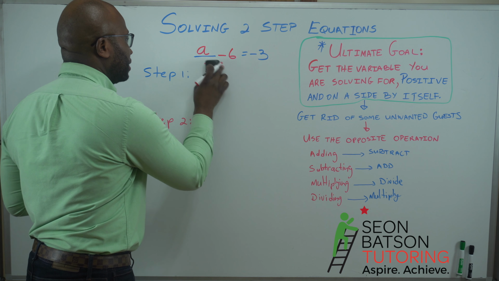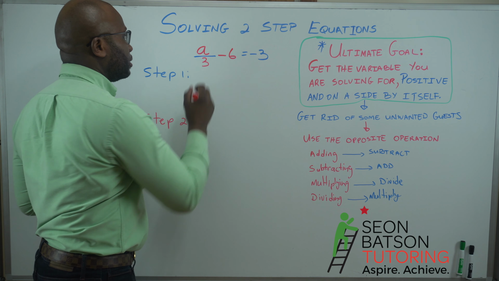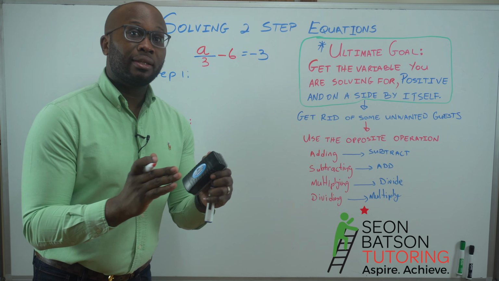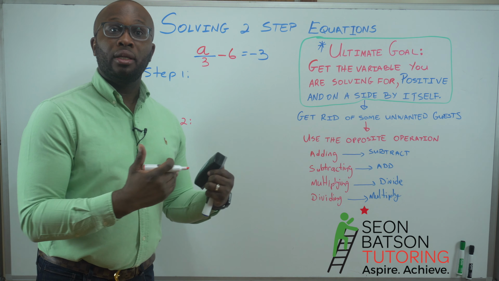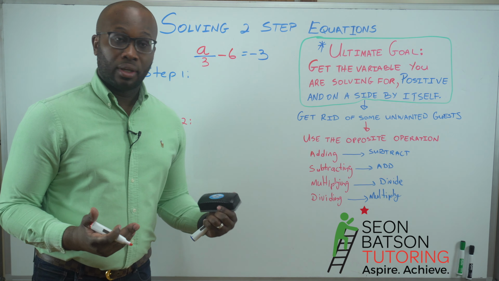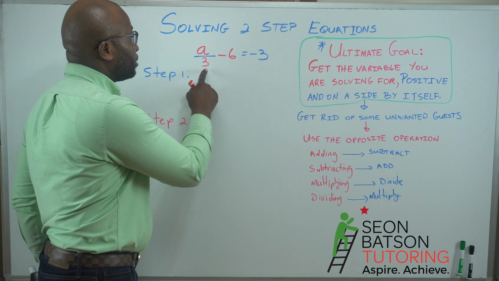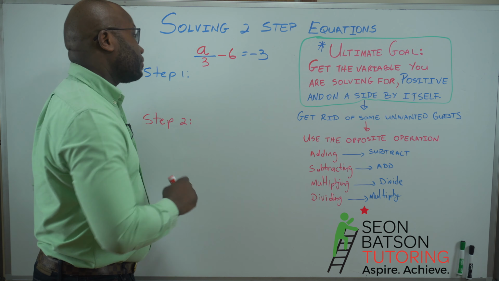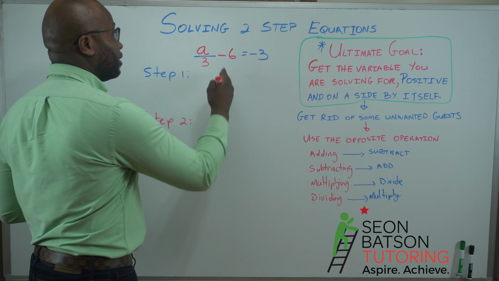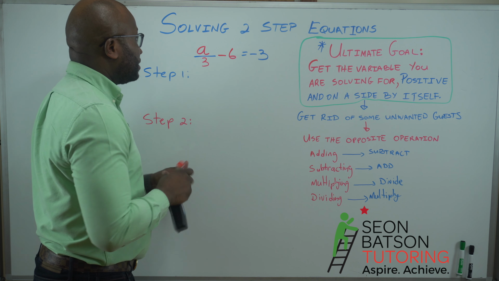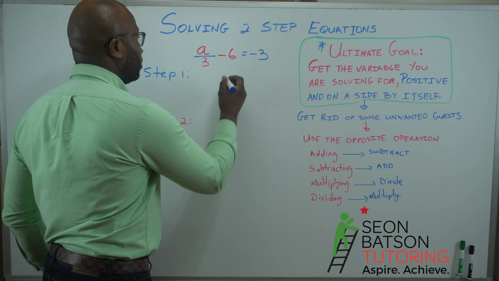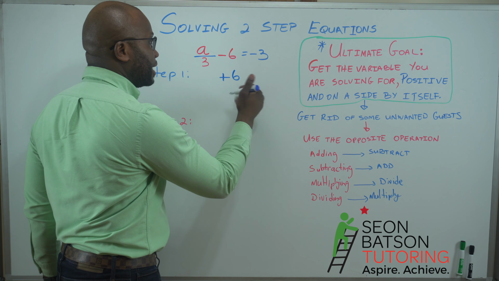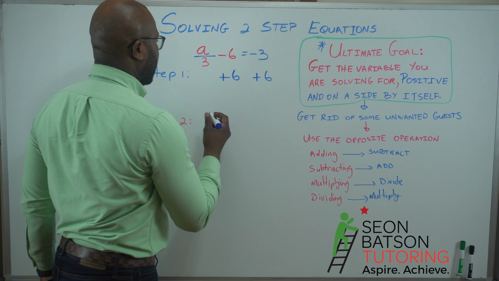But the million-dollar question is again, which guest do I get rid of first? Remember the rule? You always get rid of the guest that is closer or closest to the variable last. Meaning, we will get rid of the 3 last, because the 3 is closer to the a. So, step 1, we'll get rid of the 6 first. Now, since the 6 is subtracting, we are going to add 6. Again, if we add 6 on the left side, we add 6 on the right side.